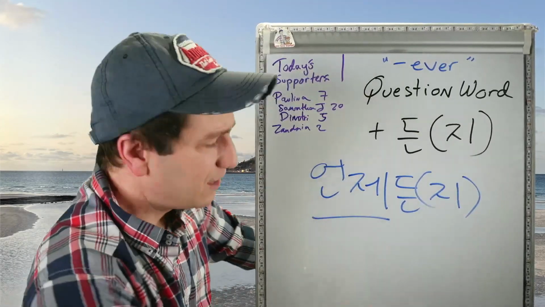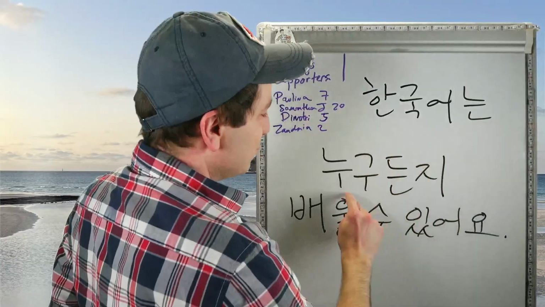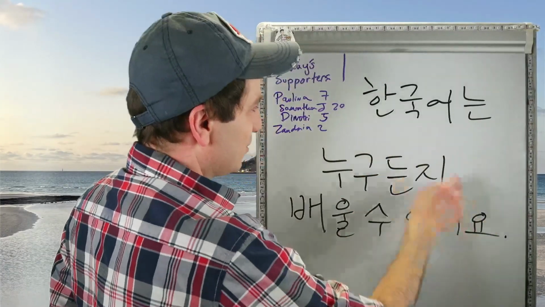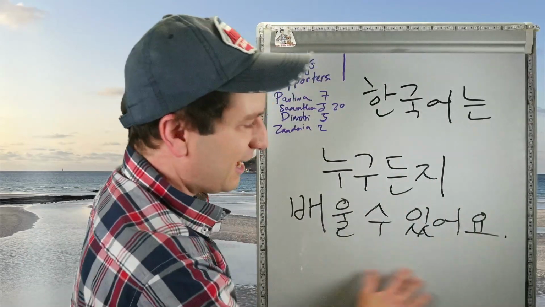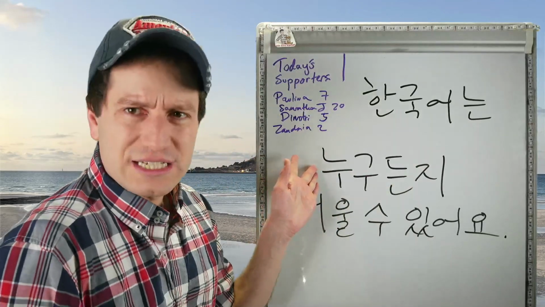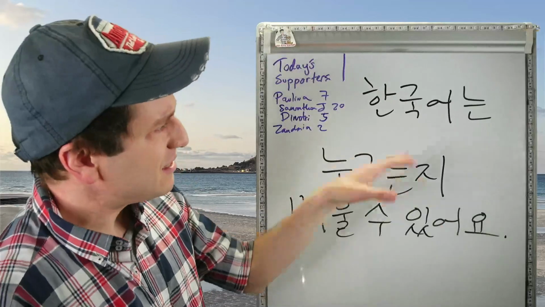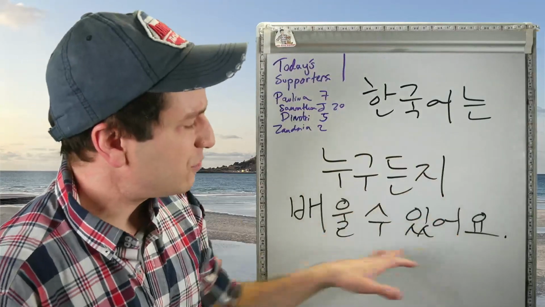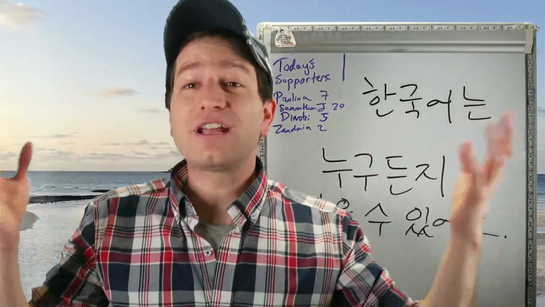언제, when, 언제든지, whenever. 한국어는 누구든지 배울 수 있어요. 한국어는, so Korean, 배울 수 있어요, can learn. So 누구든지, 누구 is who, 누구든지, whoever. So literally this sentence is 한국어는 누구든지 배울 수 있어요. So Korean, whoever can learn it. So whoever can learn Korean.